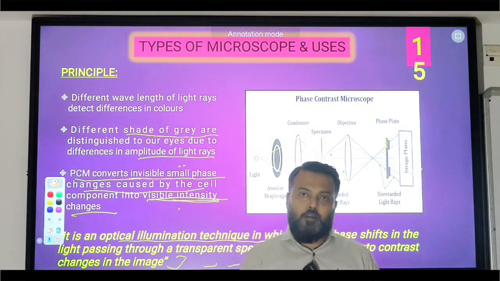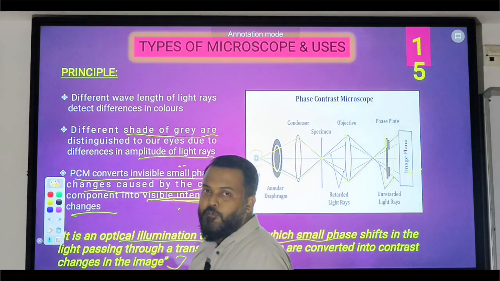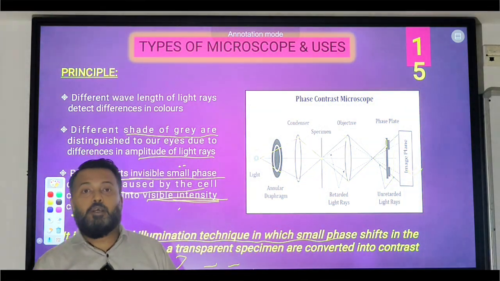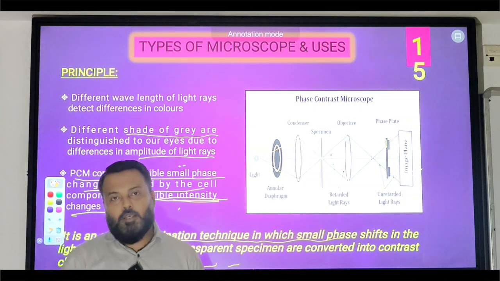So for today, this will be the last topic that we are discussing. After this, we will be discussing the rest of the microscopes that we have already mentioned in the previous slides. Thank you.